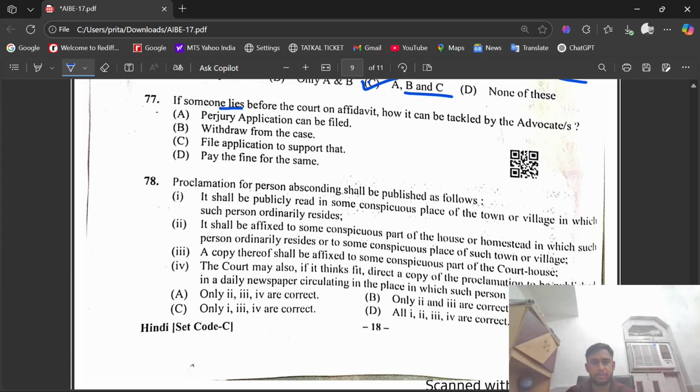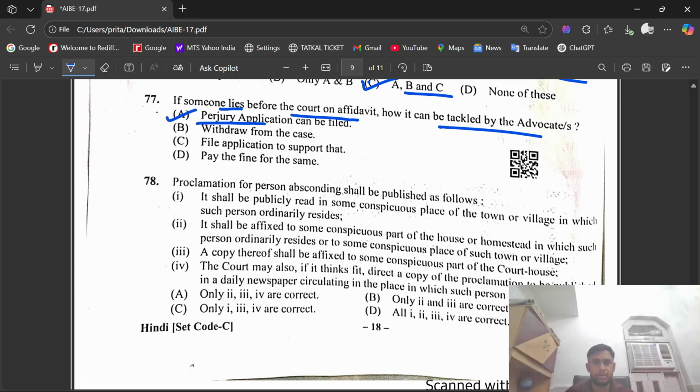If someone lies before the court on affidavit, how can it be tackled by the advocates? The options that we have: Option A, perjury application can be filed. Option B, withdraw from the case. Option C, file application to support that. Option D, pay the fine for the same. The right option is option A, perjury application can be filed.